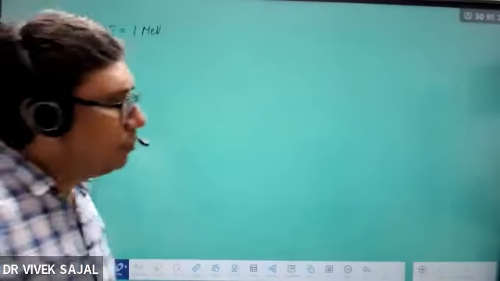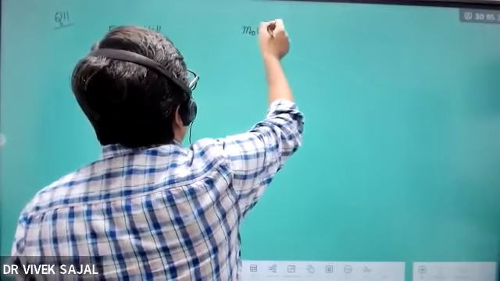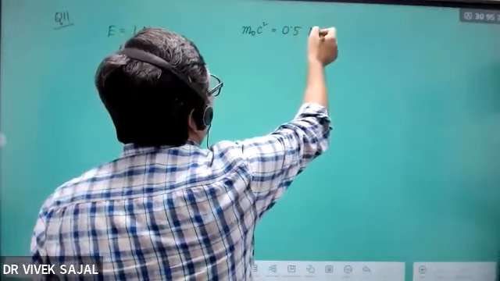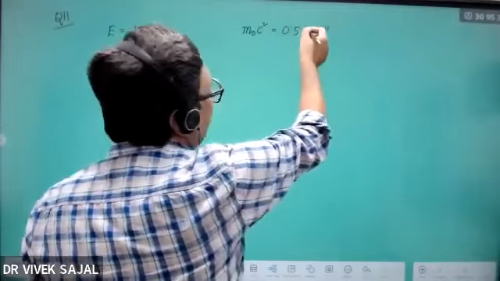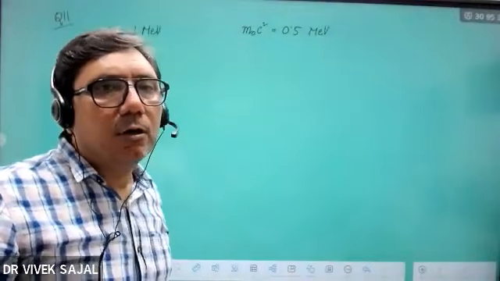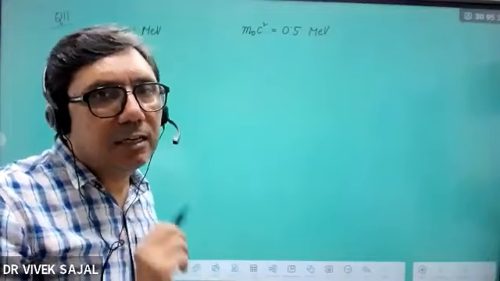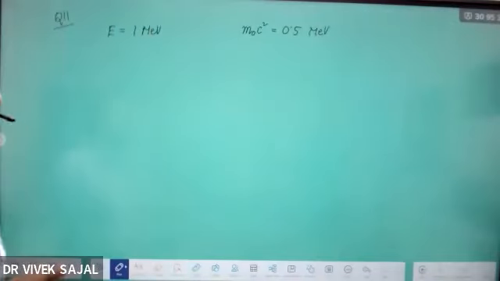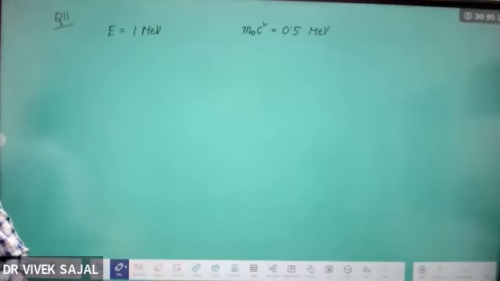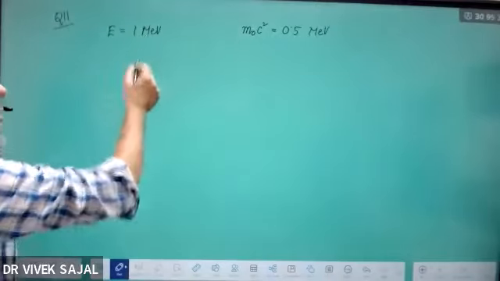The rest mass energy of the electron, m naught c square, they are saying is 0.5 MeV. It is actually 0.51 MeV, but because they are providing 0.5, I'm going to use 0.5. If something is given in the question, you have to use that parameter. So tell me, how will you do it? This is a relativistic case.